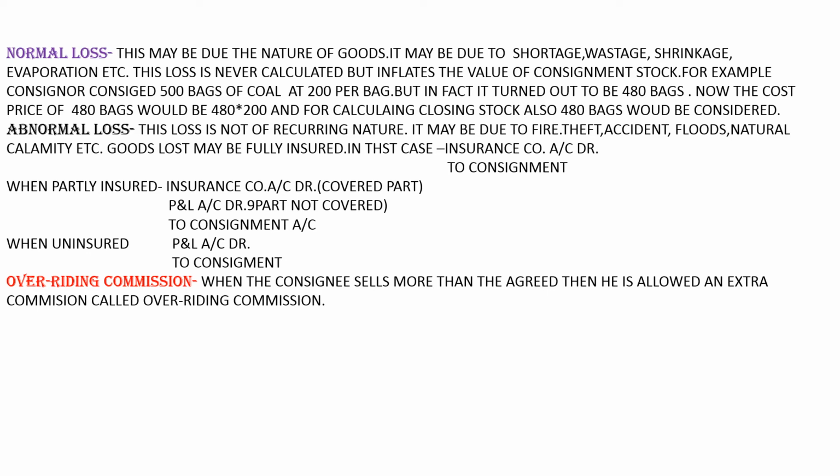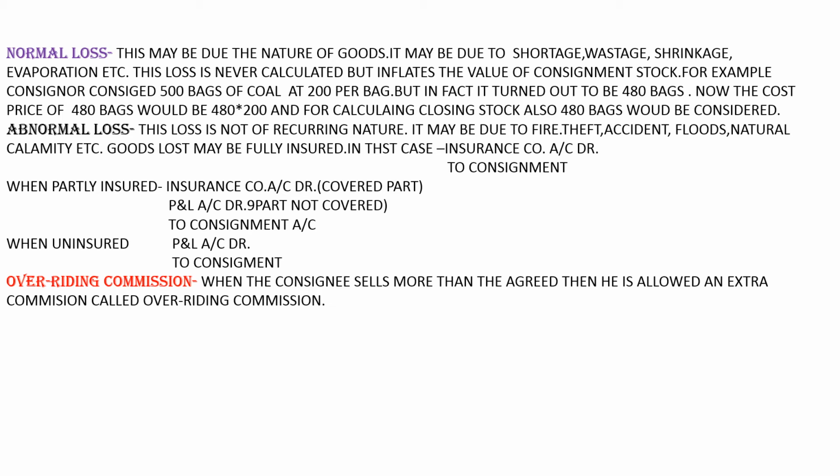For example, the consignor consigned 500 bags of coal at rupees 200 per bag, but in fact it turned out to be 480 bags. It means 20 bags have been turned into coal ash. Now the cost price of 480 bags would be 480 into 200. And for calculating closing stock also 480 bags would be considered.